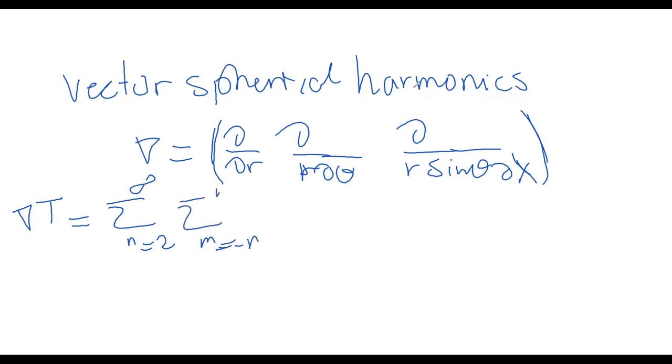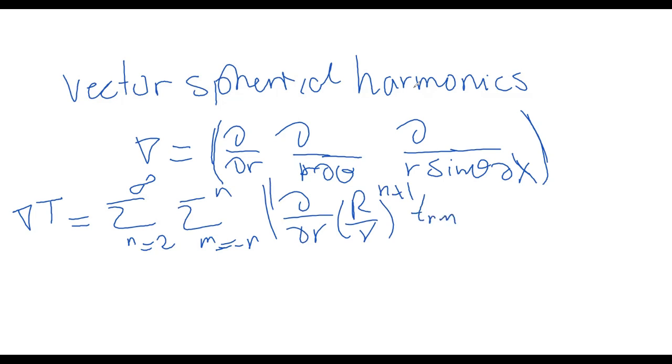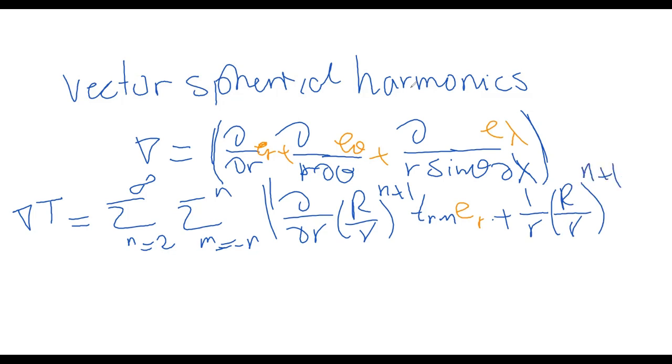n, m, I will write it here. So the derivative of this one, R over r, n plus 1, T and m. So this, let me write it like that, so it is simpler. It's e r plus e theta plus e lambda. Doesn't matter, you can call it xy, it doesn't matter. So e r, then plus 1 over r, n plus 1, T and m. Oh, I missed Y and m here.